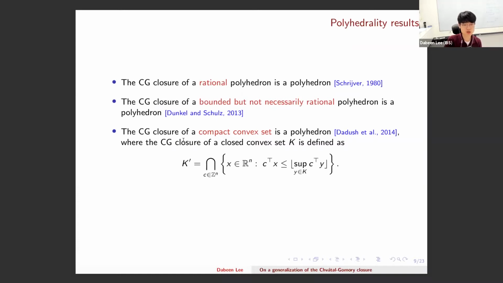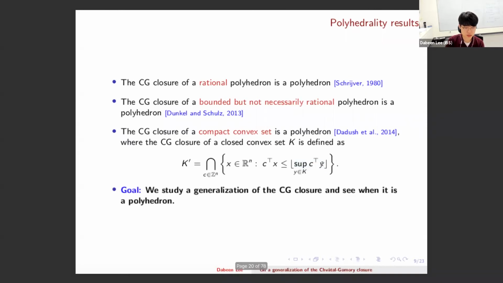So the CG closure of a closed convex set can be defined similarly. Basically, instead of the max function in the right-hand side, we have the support function right here. So the goal of today is to study a generalization of the CG closure and understand when it's a polyhedron.